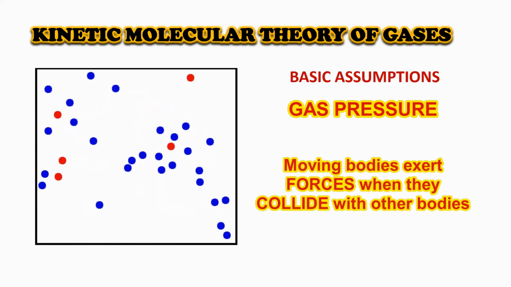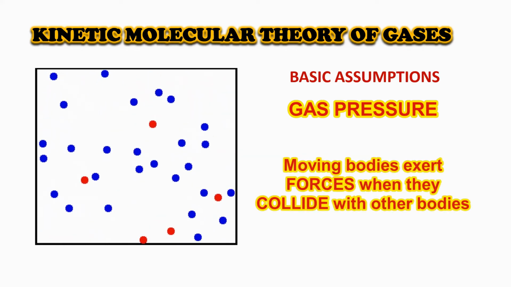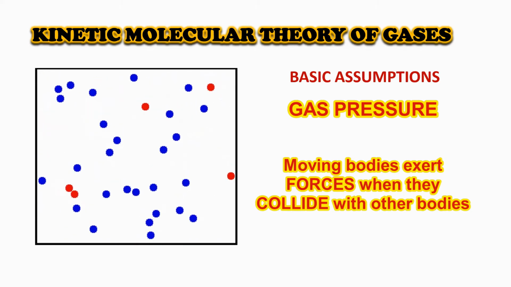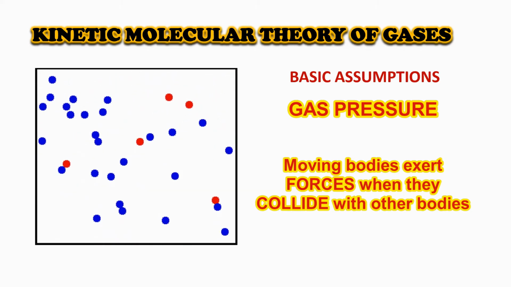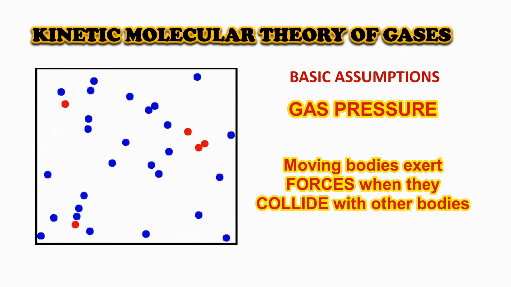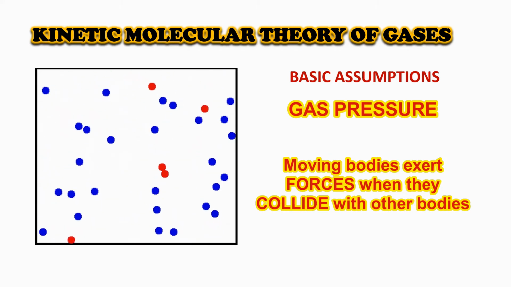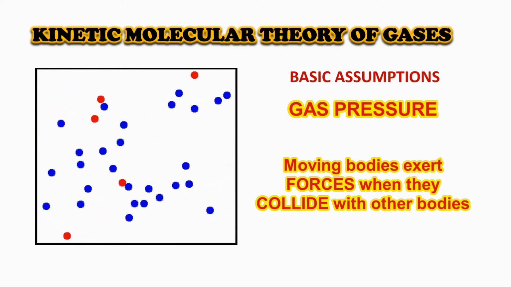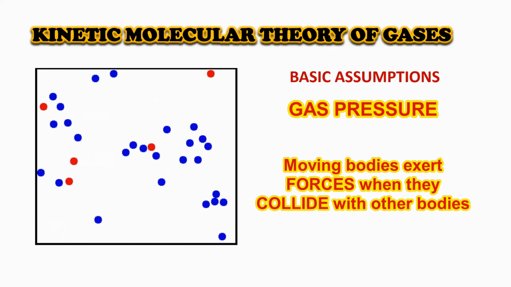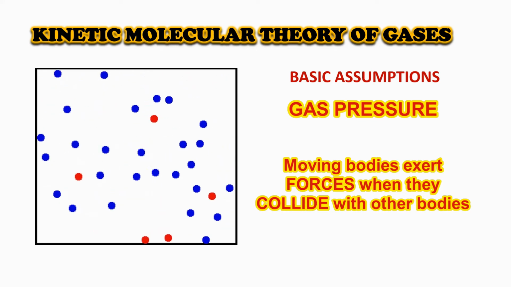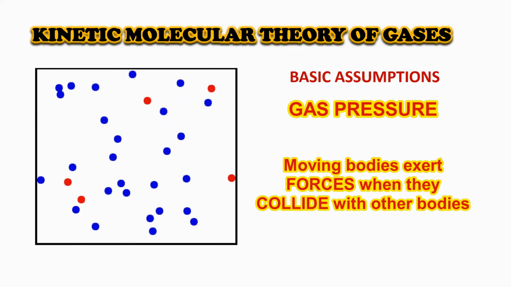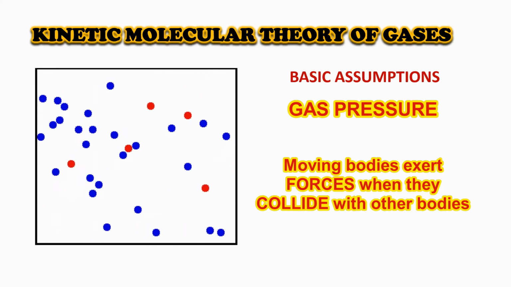Moving bodies exert forces when they collide with other bodies. Although a single gas particle is a moving body, the force it exerts is extremely small. Yet it is not hard to imagine that simultaneous collisions involving many such particles would produce immeasurable forces on an object. Gas pressure is the result of simultaneous collisions of billions of gas particles with an object.